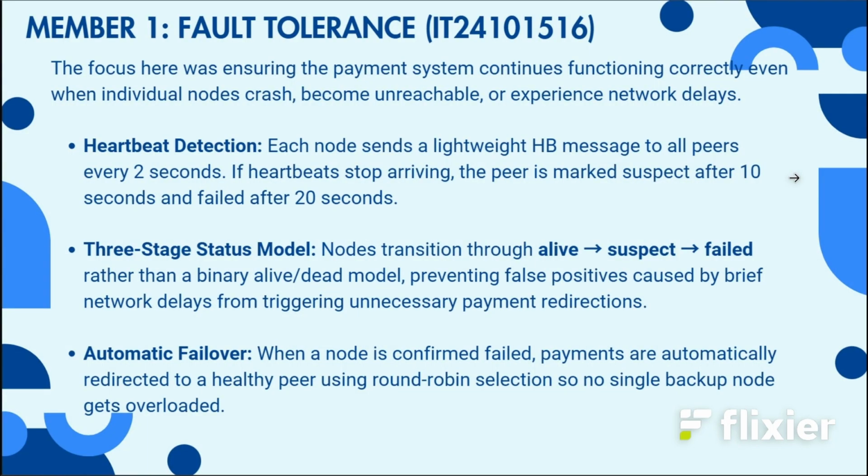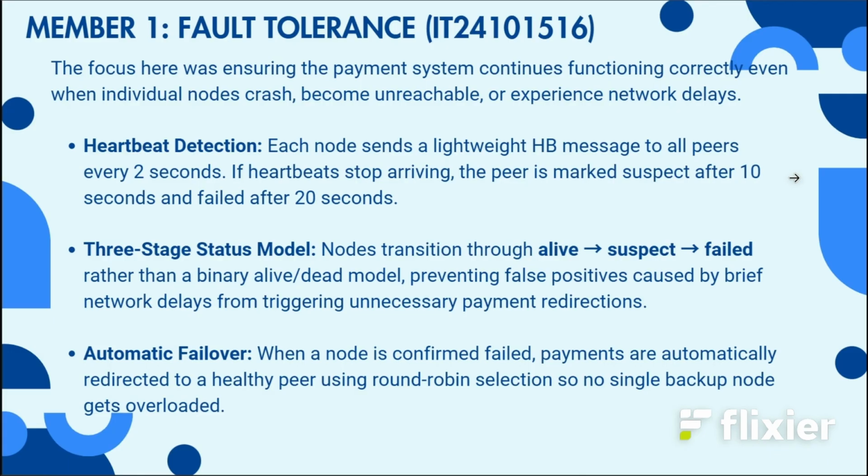So the main goal of this module was to make sure the system continues operating correctly even when a node crashes, becomes unreachable, or experiences a temporary network delay. To achieve this, each node sends a heartbeat message every 2 seconds to the other nodes. If a node stops responding, it is not marked failed immediately. Instead, we use a three-stage model: alive, suspect, and failed. After 10 seconds without a heartbeat, the node becomes a suspect, and after 20 seconds, it is marked as failed. This design helps reduce false positives caused by brief network issues.